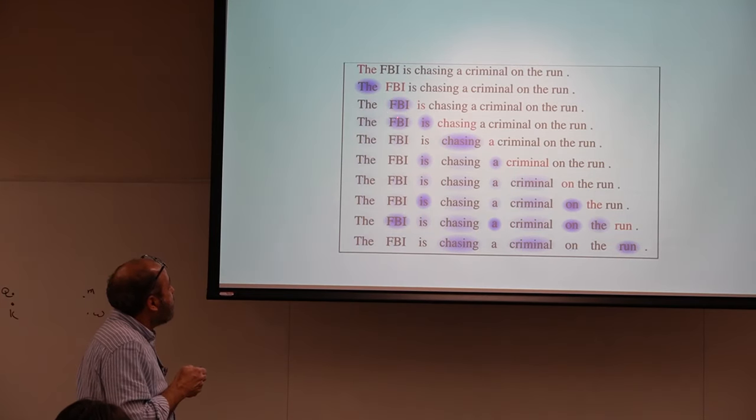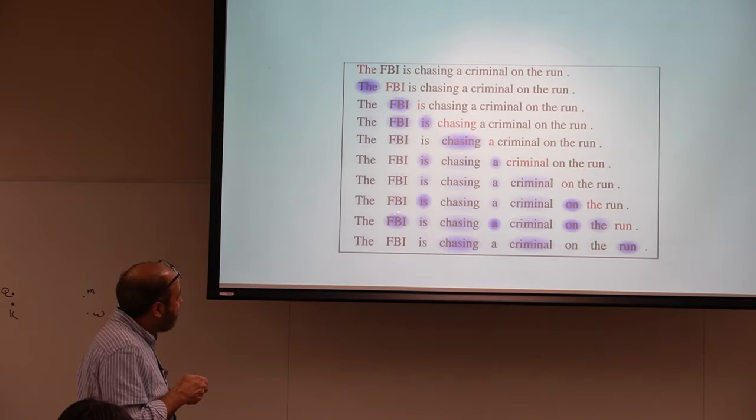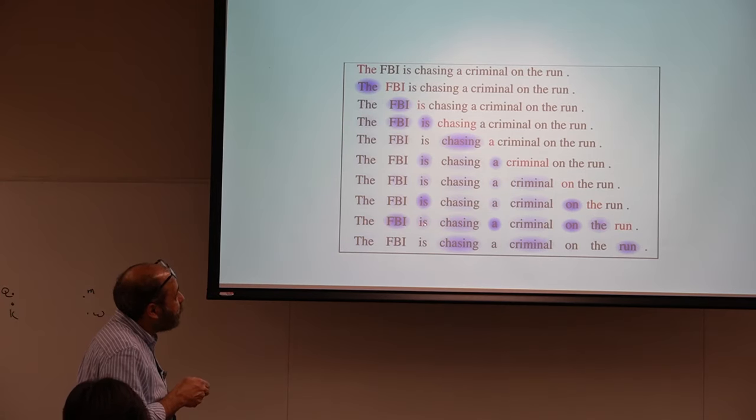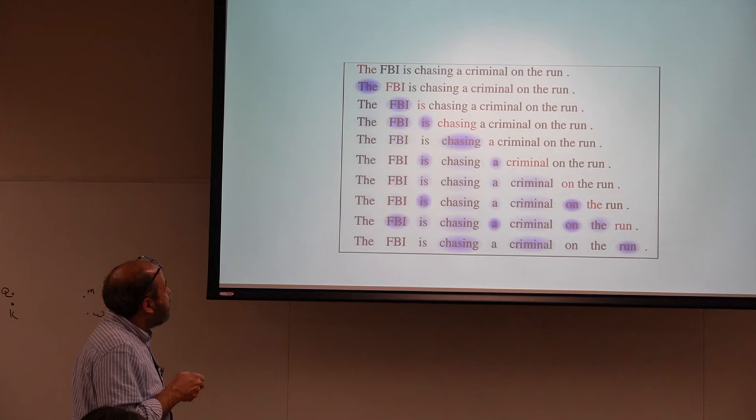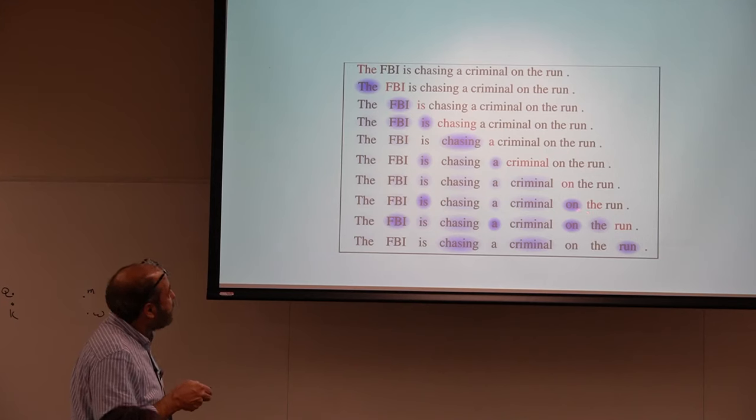When I'm reading, for example, chasing, who is chasing? FBI is chasing. So somehow I should attend more to FBI rather than the or is, when I'm reading the word chasing. When I'm reading chasing, I have to attend to FBI and is, for example, more than anything else. And the same goes for other examples here.